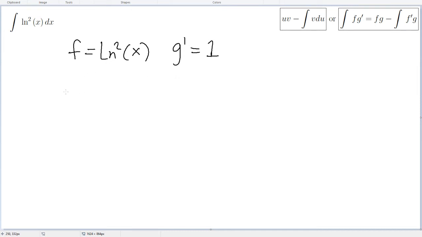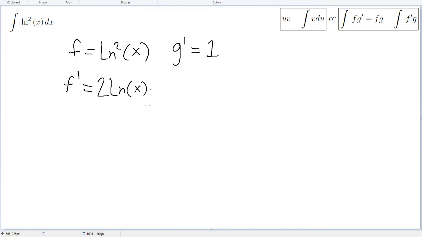What is the derivative of this? Well, if you remember the chain rule, the derivative of ln squared: the ln is being squared, so this power is out of the way, so we have to derive the power. So power rule, ln of x. And then you derive the inside, which is ln of x. The derivative of ln of x is 1 over x. So times 1 over x.